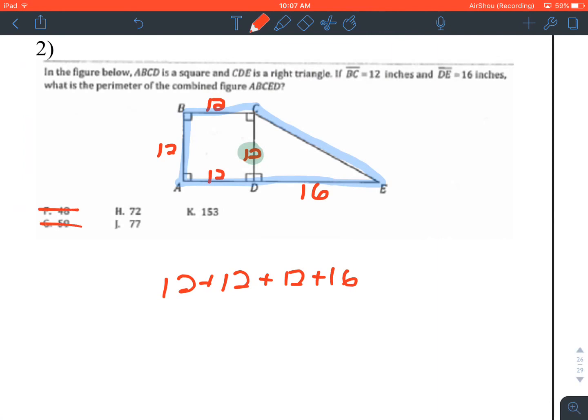If you just wanted to estimate, what could the length of this side over here be? It's going to be bigger than 16, and it's going to be bigger than 12. It's not going to be that much bigger. What did we say that was? 52, I think. So right now we're at 52. So we need to find this other side. This other side's not going to be 100. That eliminates that. We're going to have two choices. 72 or 77.